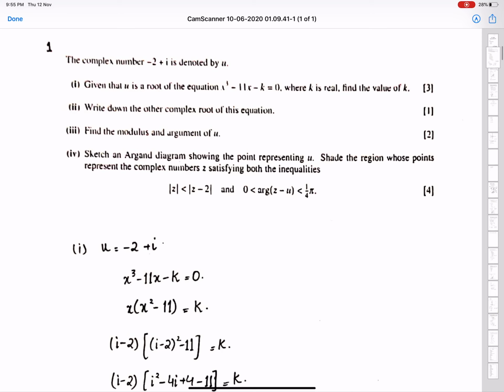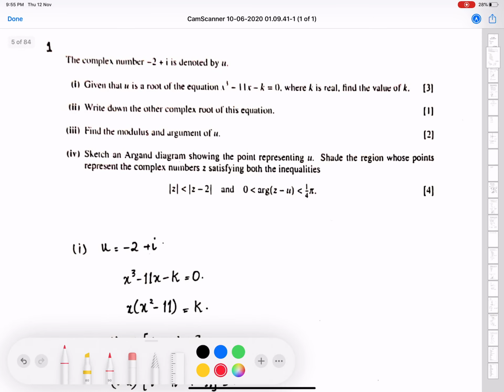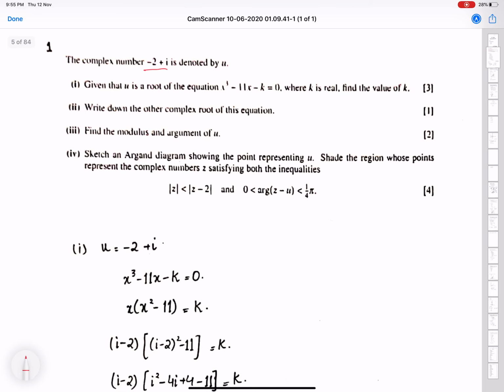Question number 1. This is given. u is minus 2 plus i. Given that u is a root of the equation x cubed minus 11x minus k, find k. So this is very simple. You just need to first simplify the equation. By taking x common from these two, you will get x times x squared minus 11 is equal to k. Now you can easily substitute u.